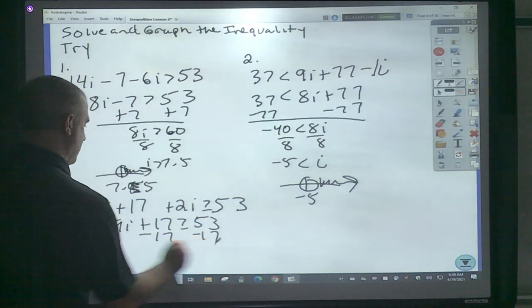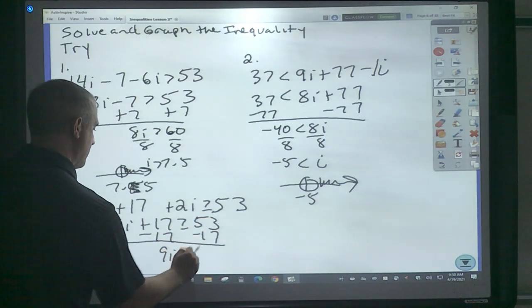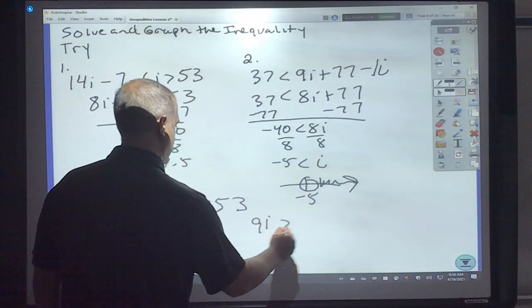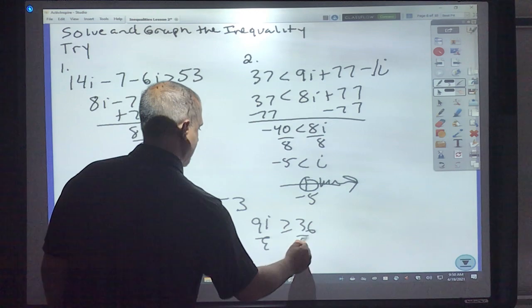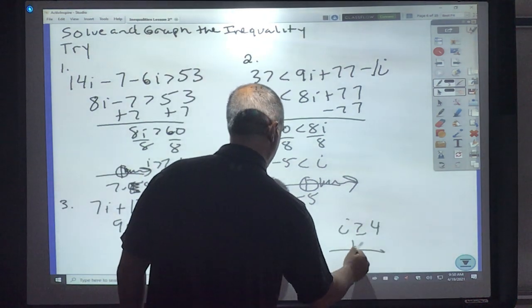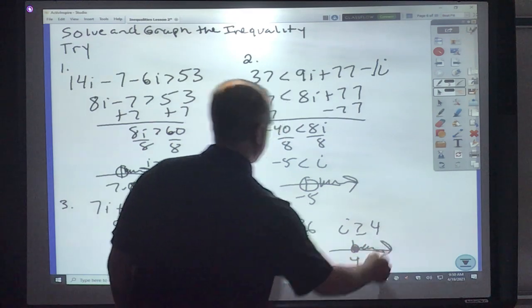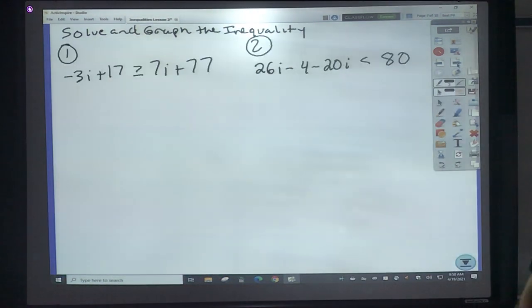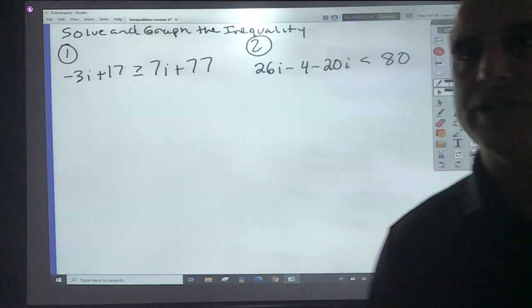Subtract 17. Get 9i is greater than or equal to 36. We'll move that over here. Divide by 9. I got I is greater than or equal to 4. 4, closed circle, shaded that way because it eats the I. Okay? Now, we're going to work in a combination. Combination, so you got to know which one's which.